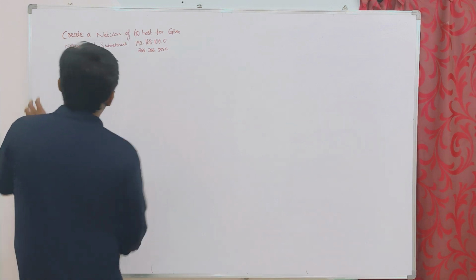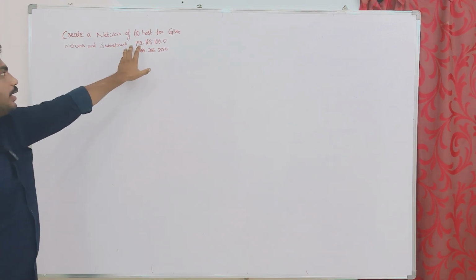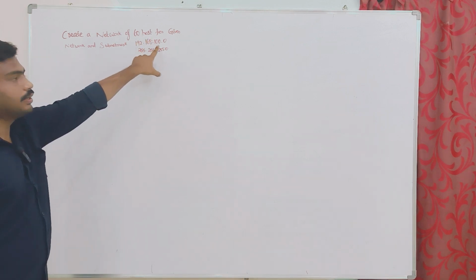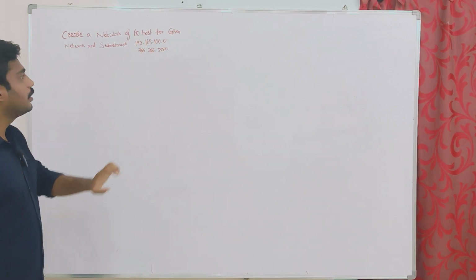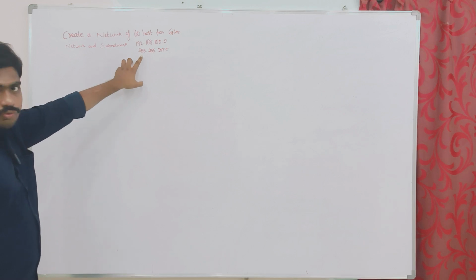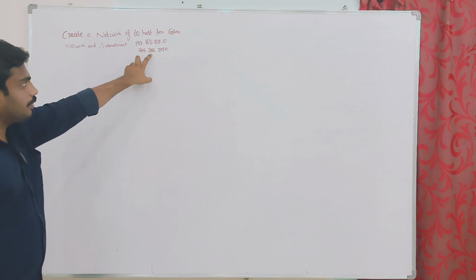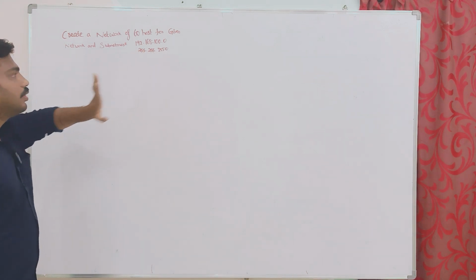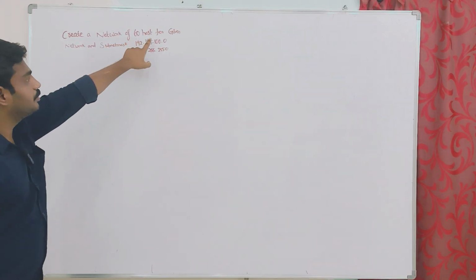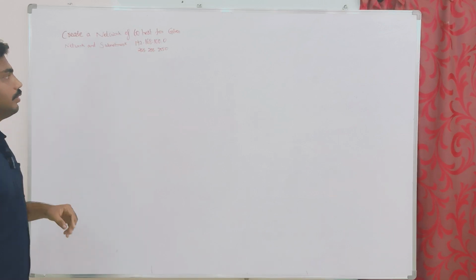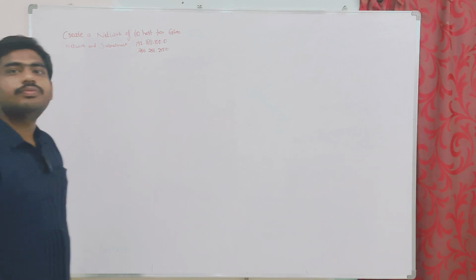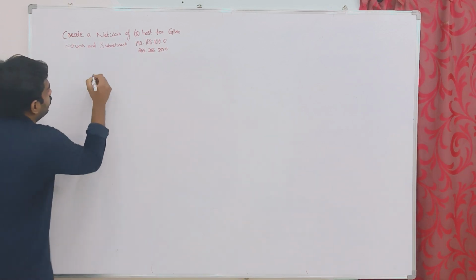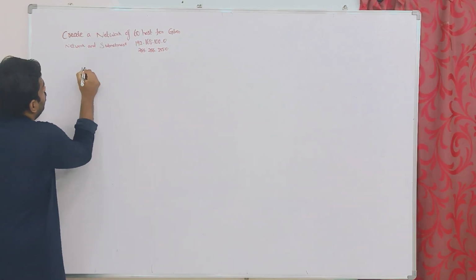Now what is the question? They gave the network ID of class C, which is 192.168.100.0, and the subnet mask is 255.255.255.0. Now they want 60 hosts in the network. But what do we actually get by this subnet mask? Okay, let us do it.